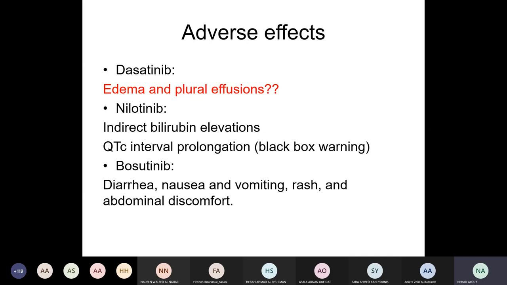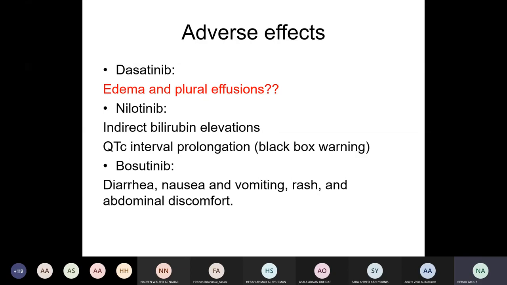The TKIs do have differences in the adverse effect profile. For example, dasatinib is known for important serious issues: it can cause pleural effusions, and most patients who do not tolerate dasatinib or have to stop therapy do so because of pleural effusions.